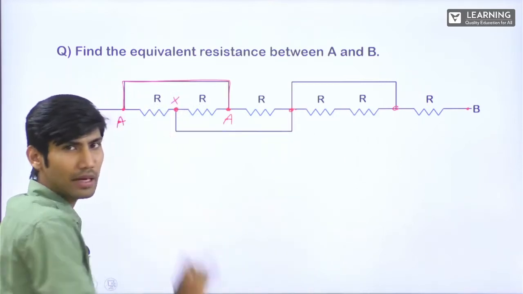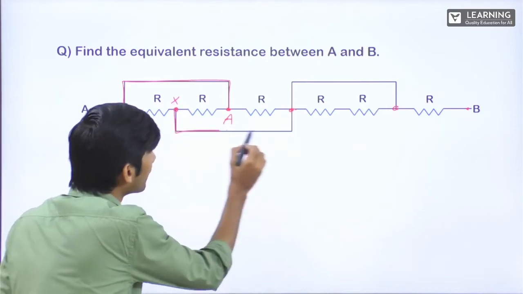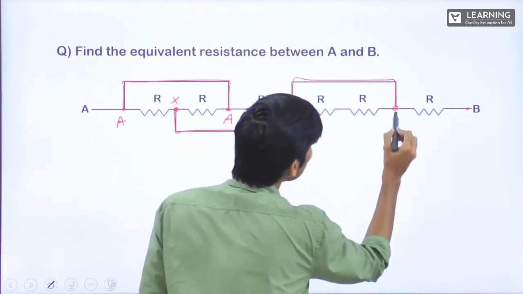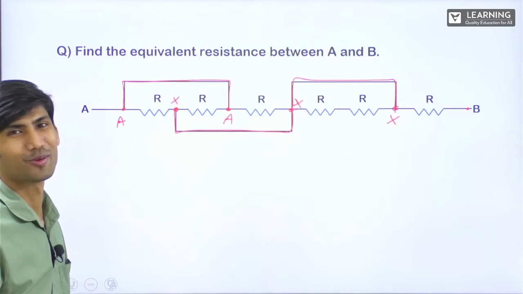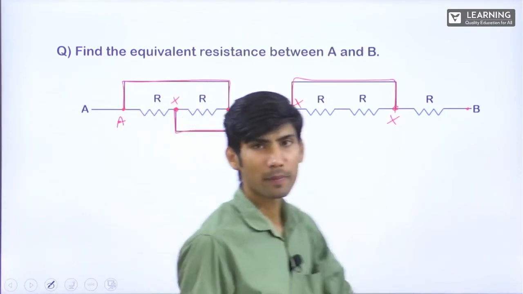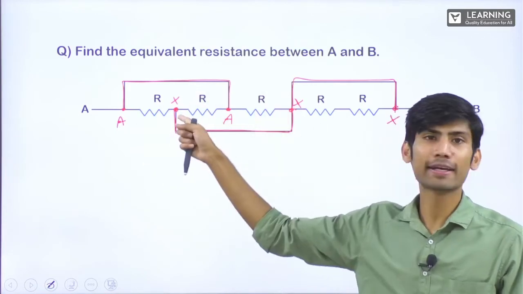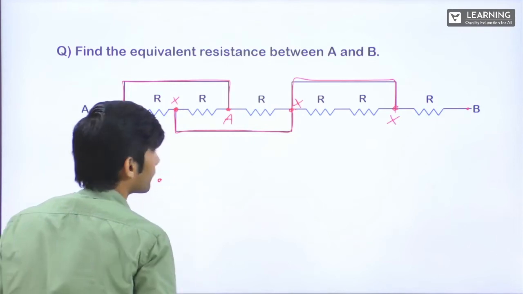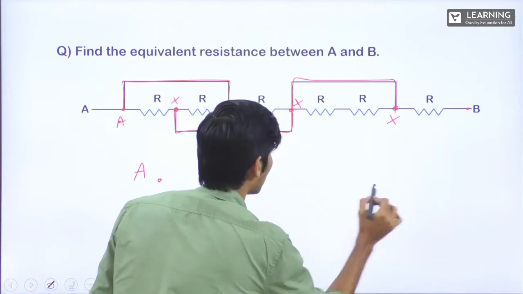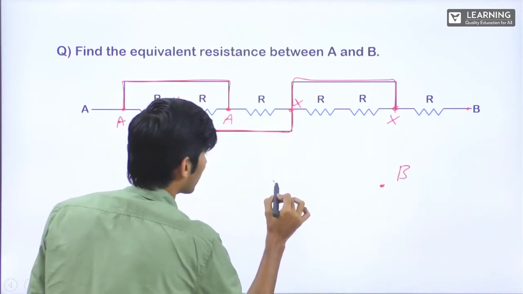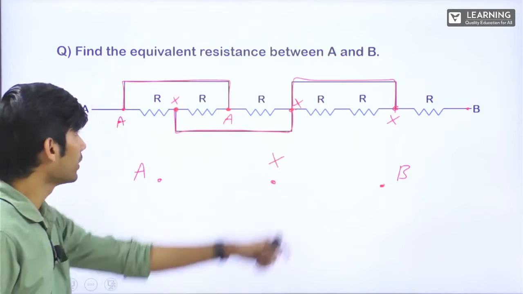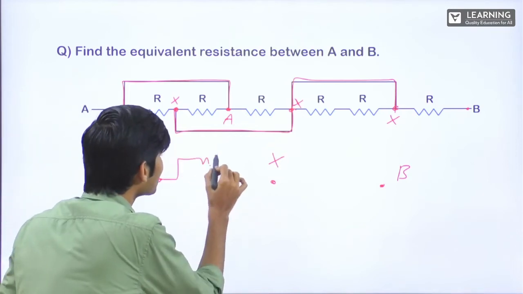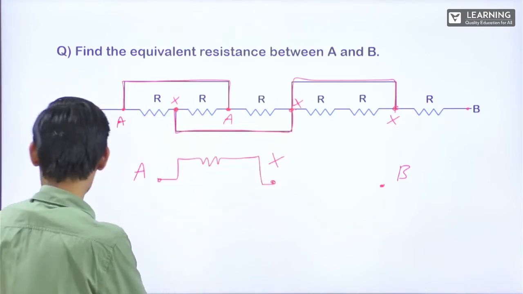So now this point let us mark as X. So if this point is X, this point will also be X. And if this point is X, this point will also be X. Yes or no? Now how many total points are there? 3. A, B and X. See here. Let us mark one point A, one point B, and here one point X. Now see this particular resistor, it is between A and X. So if I make one resistance between A and X, it will be like this.